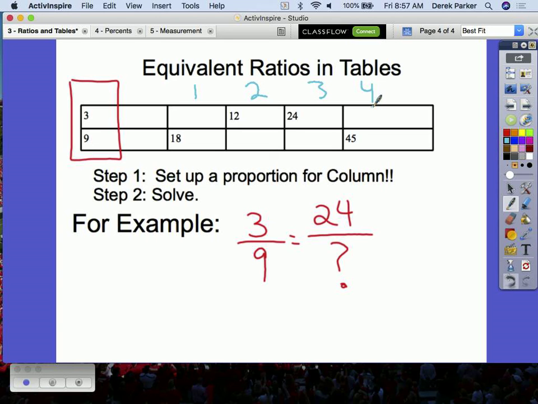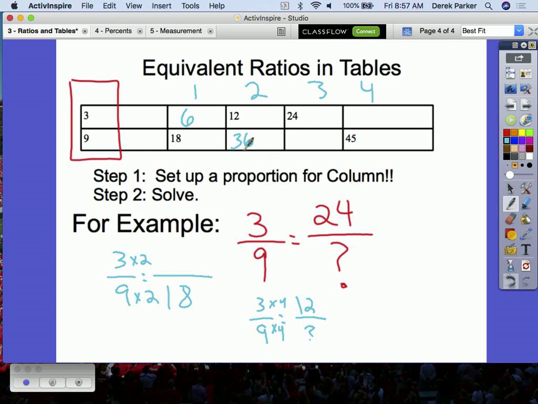For example, 3 over 9 equals something over 18. And I think to myself, how did I get from 9 to 18? I multiplied by 2. Whatever I did to the denominator, I also do the numerator. So my missing value is 6. Now, I do the same thing for the next one. 3 over 9 equals 12 over question mark. 3 times 4, 9 times 4, 36 is my missing value.